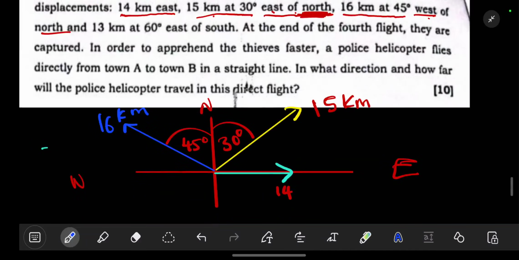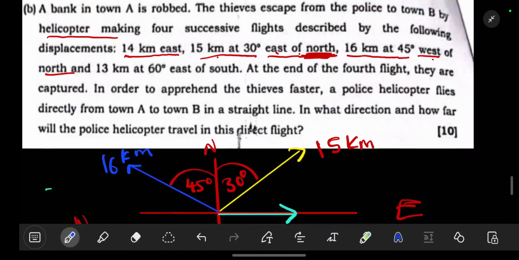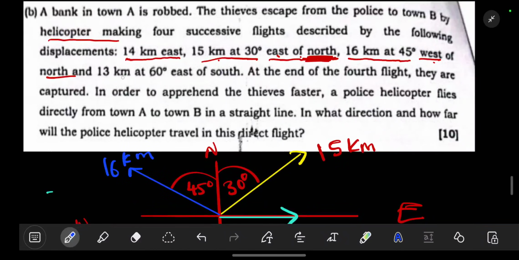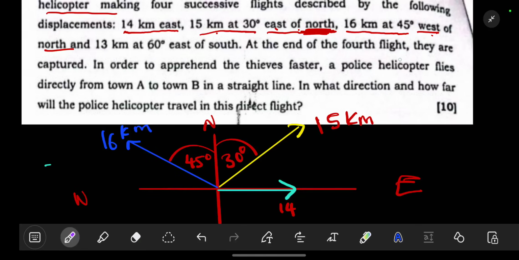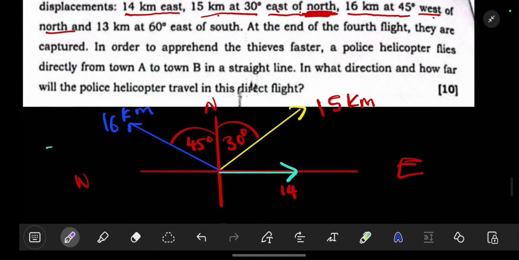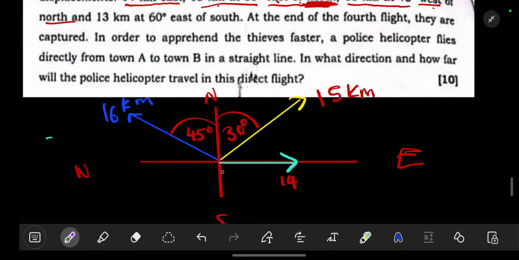Last but not the least, what do we have? 13 kilometers at 60 degrees east of south. 13 kilometers at 60 degrees east of south means go to your south. South is down here, but at the same time be going to your east, which is going to look like this. So this is what we have there.